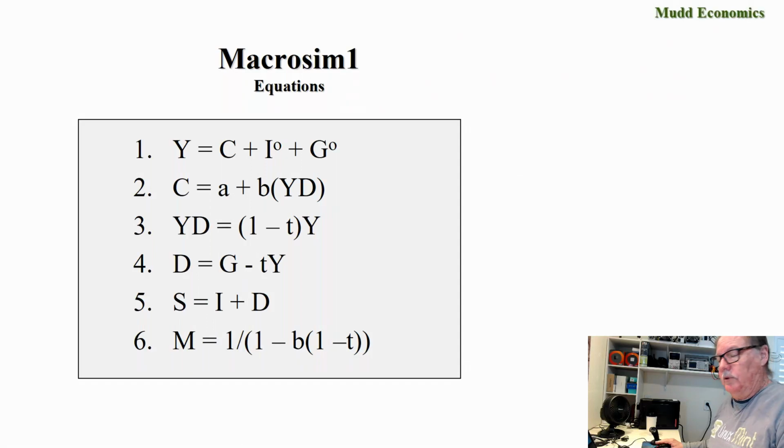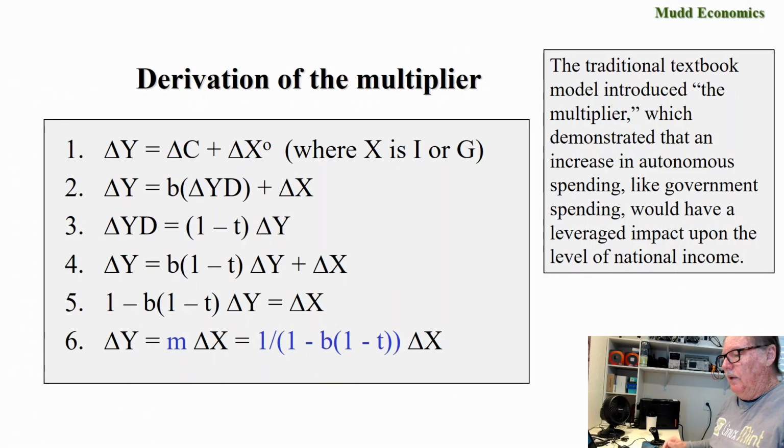So equation 6 is the multiplier. Now this is the derivation of the multiplier, and this is why the Keynesian cross model was largely developed. It introduces the concept that if you increase a source of autonomous spending in an economy, such as government spending or investment, if that's regarded as autonomous, the final effect that it has upon income determination will be a multiple of the original stimulus. And that is true in an economy. So as it says here, the traditional textbook introduced the multiplier. An increase in autonomous spending, like government spending, would have a leveraged impact upon the level of national income.